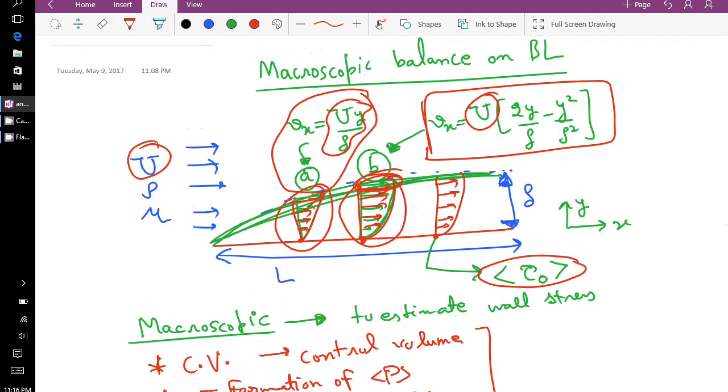So this is something we know we need for any macroscopic balance. Now, how should we even approach this problem? How should we start? The first thing we realize is that we need to calculate tau naught, the wall shear stress applied by the fluid while it is flowing over this plate.